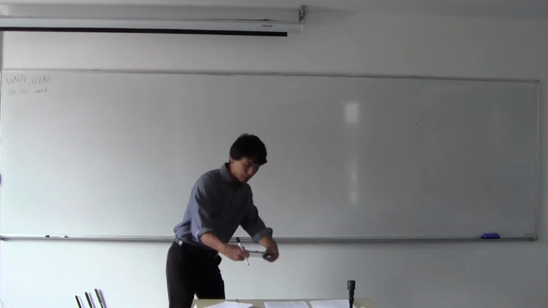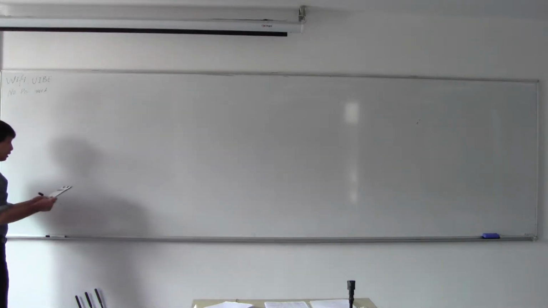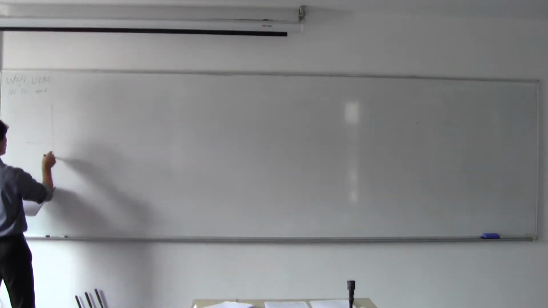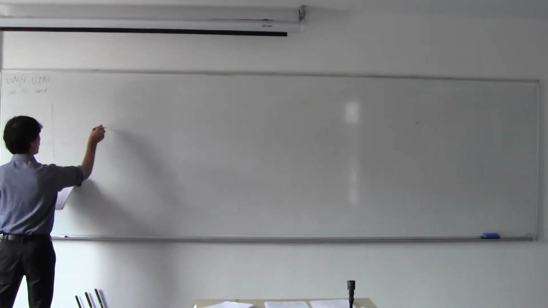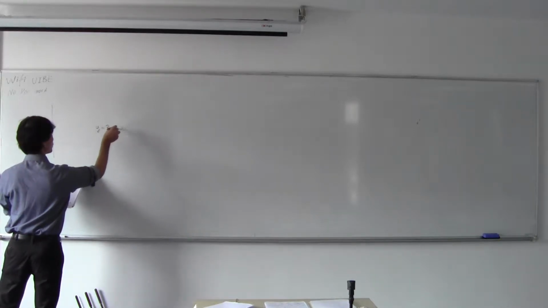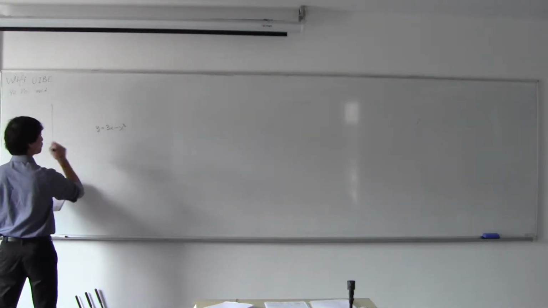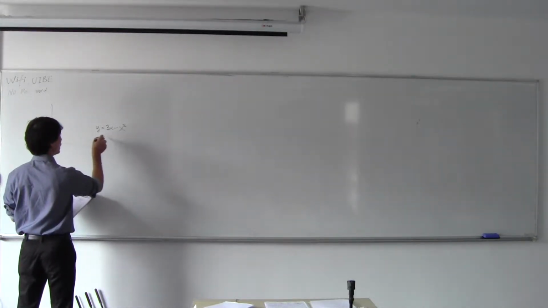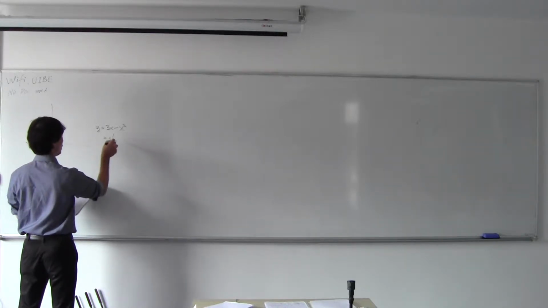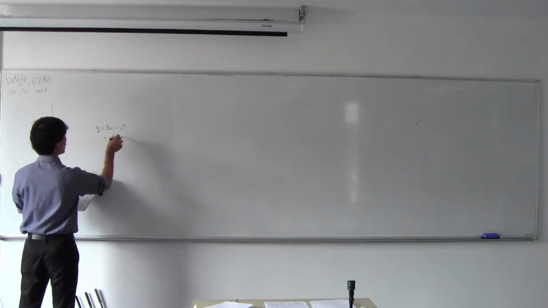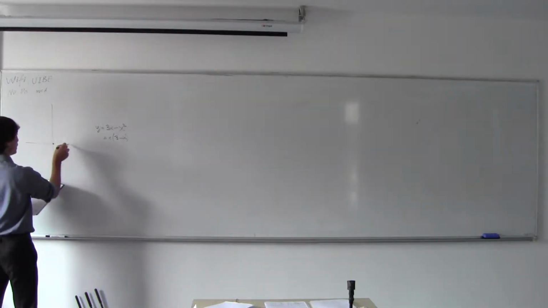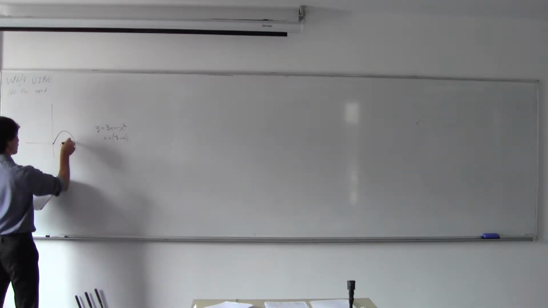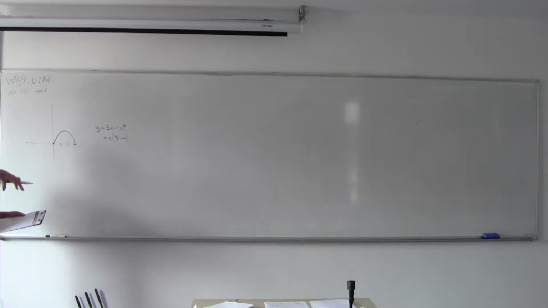Actually, let's start off with an exercise. Just for practice, start off with y equals 3x minus x squared. So this is a downward facing parabola, right? You see that you factor out an x, then you've got 3 minus x, right? So it intersects at 0 and 3, and it goes downwards. So you have a downwards facing parabola.